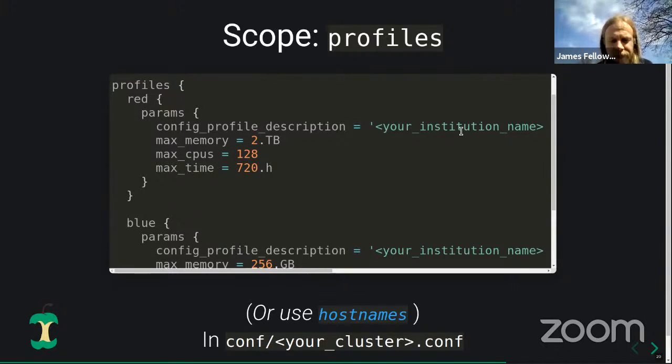Alternatively, if you want to do some magic, you can also click on the link below on the host names. So all the slides should be on the nf-core website if you want to come back to this later on. But use the host names example in the UPPMAX profile, which allows you to actually dynamically set the parameters of different clusters based on the host names of the machines themselves.